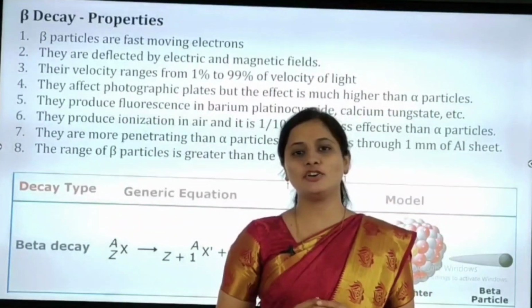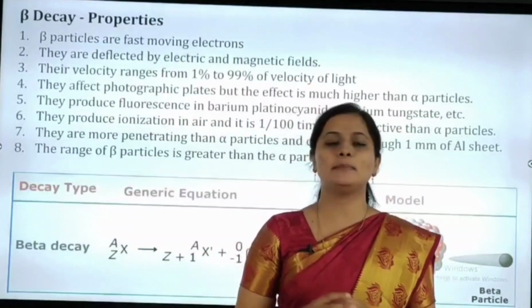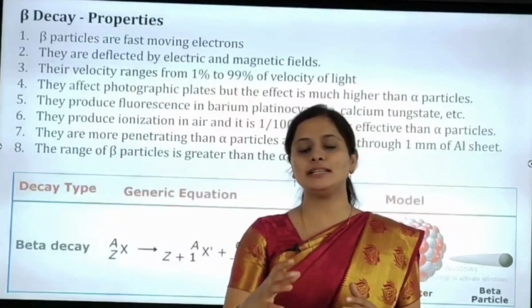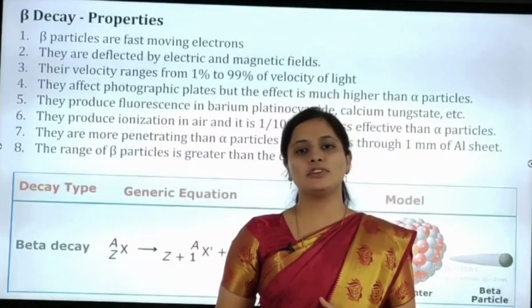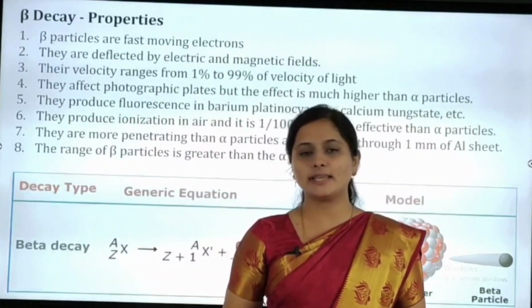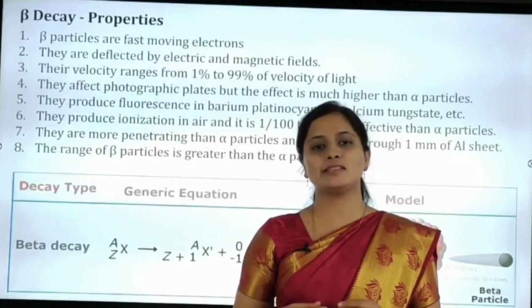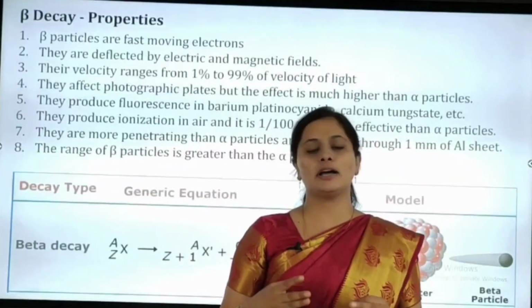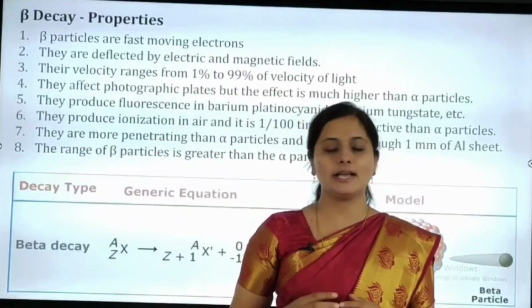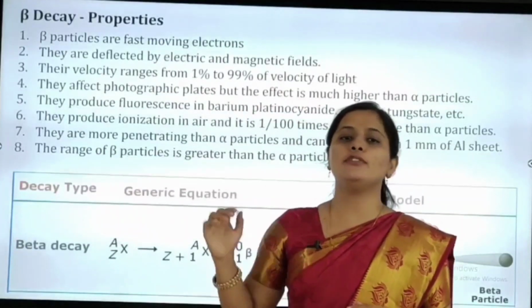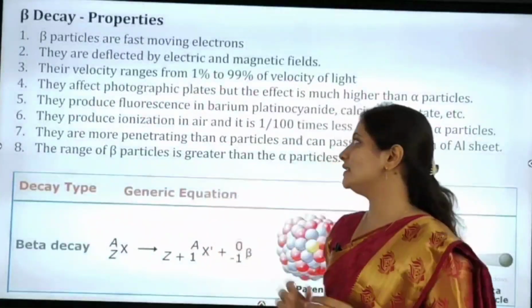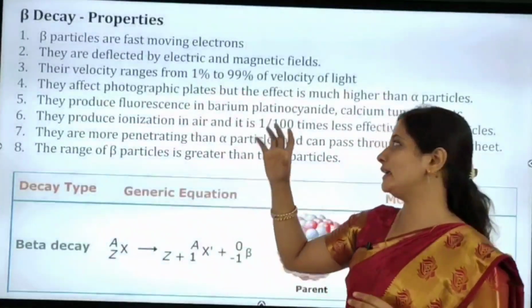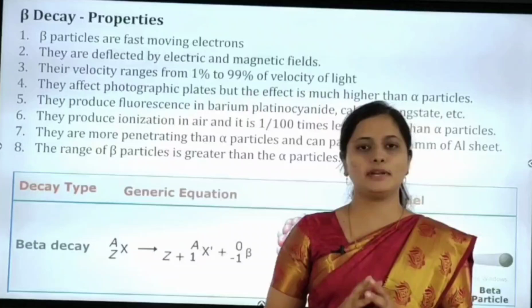So in the last video we already started your BSc 6th semester Paper 1, the third unit, nuclear physics. In the last video we studied alpha decay, the properties of the alpha particle, as well as the Geiger-Nuttall law, ionization and specific ionization. In today's video we will start the beta particle. In the beta particle we will see beta decay and the properties of a beta particle.